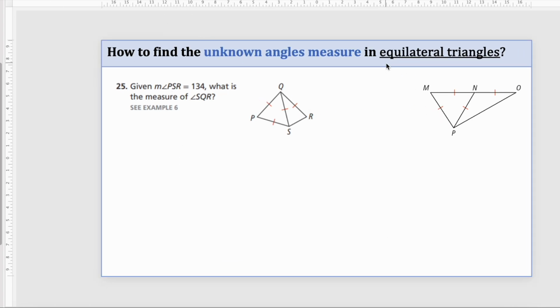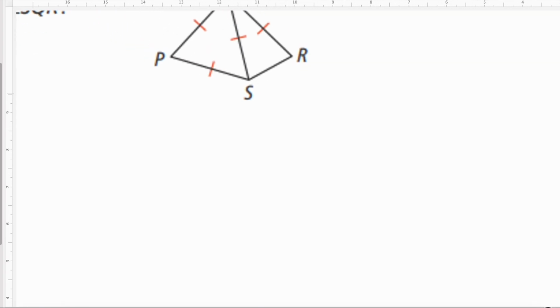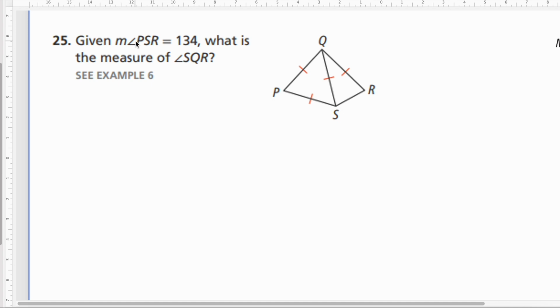So the thing is, once you see equilateral triangles, which is basically a triangle that has 3 equal sides, so all the angles are also equal, and each one must be 60 degrees, each angle, not side. Okay? So in this example, they said, given the angle PSR, this angle, the whole angle, they gave it to you as 134 degrees. Okay? What is the measure of SQR? SQR. So this one, they want this one.